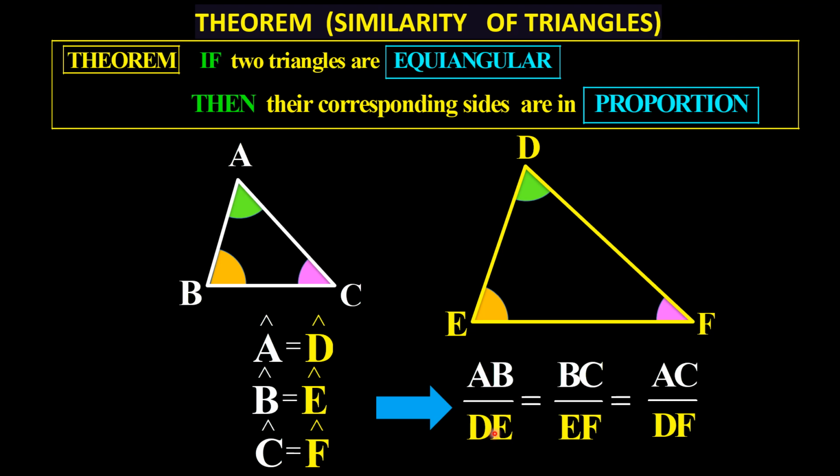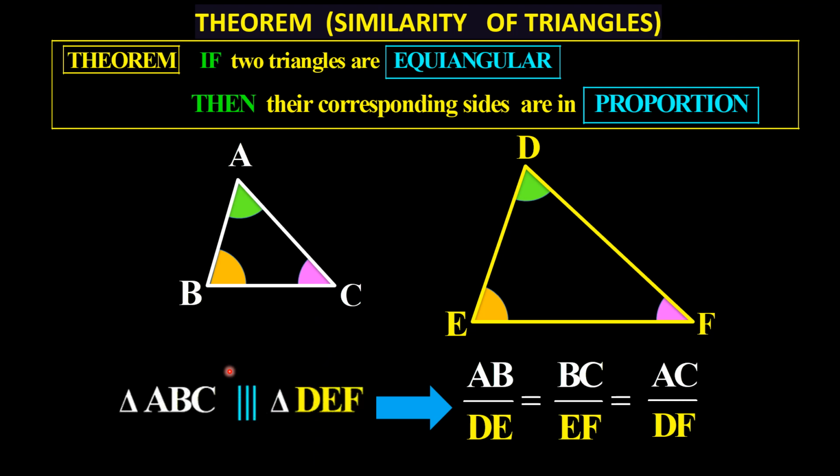That is what we mean, because I can have AB is to DE is equal to BC is to EF is equal to AC is to DF, and they form a proportion. If you have a ratio equal to another ratio, that forms a proportion. So if the two triangles are equiangular, then their corresponding sides, and it is important to be able to match the corresponding sides, are in proportion. If two triangles are equiangular, we can also say the triangles are similar to each other. And this is the symbol notation that we use to indicate that two triangles are similar.